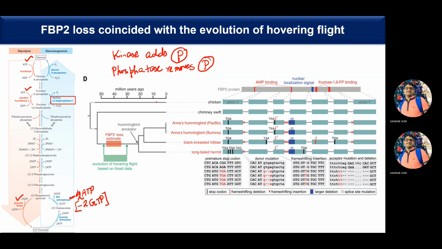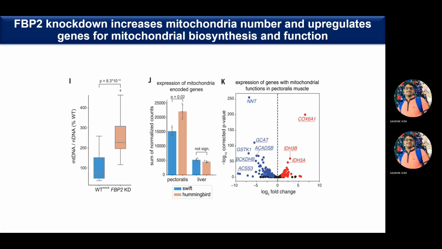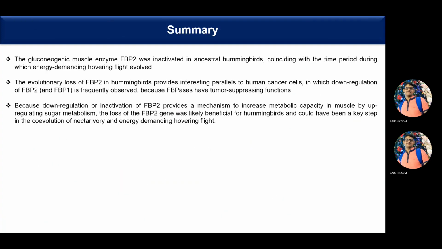Now these people have shown that the hummingbird has lost this fructose 1,6 bisphosphatase enzyme, because they don't need gluconeogenesis. Whatever glucose is taken up, they want to put everything into the Krebs cycle. They don't want any kind of gluconeogenesis. They have shown in different experiments that the gluconeogenic muscle enzyme FBP2 was inactivated in the ancestral hummingbirds during evolution, because hummingbirds don't need gluconeogenesis. Okay.